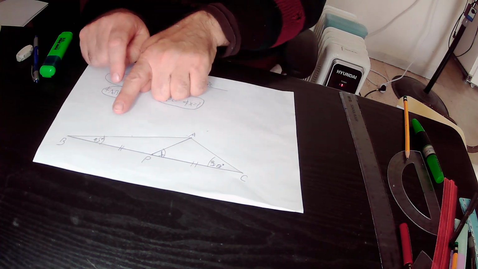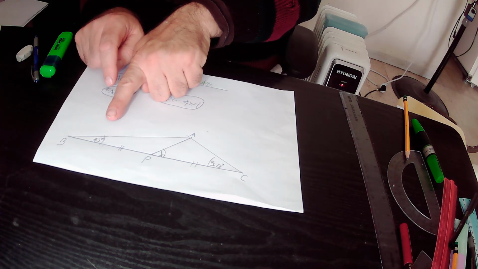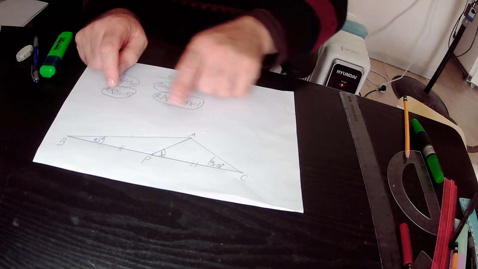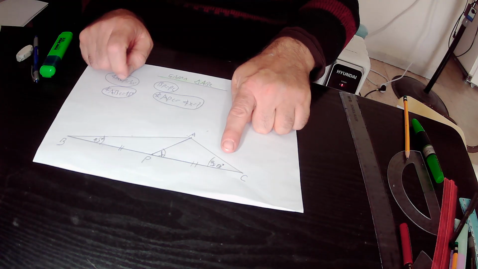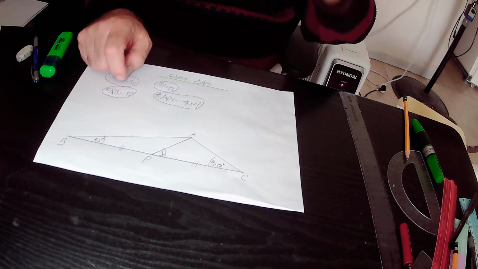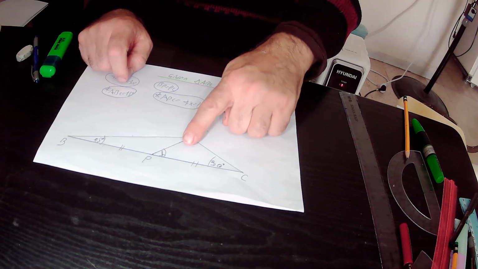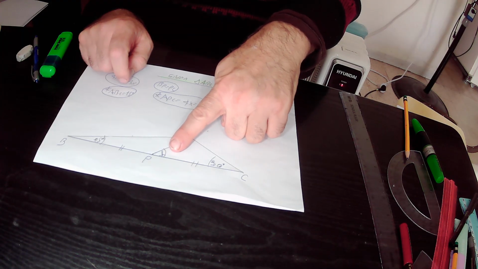In addition, we know that this is angle ABC, which is equal to 15 degrees in size. This is angle ACB, which equals 30 degrees. Again, our task is first to find the size of this angle APC, which equals x. We have to find the value of this angle x.